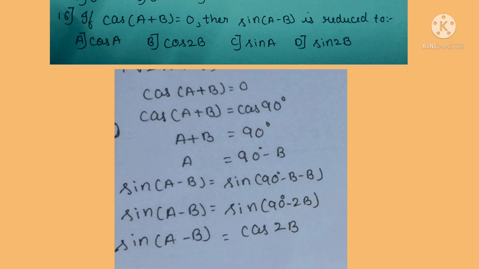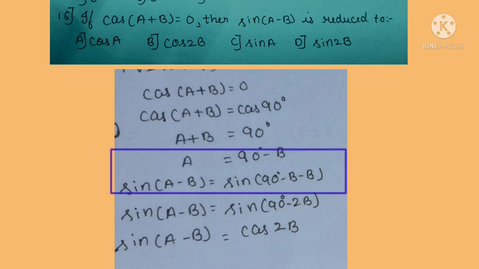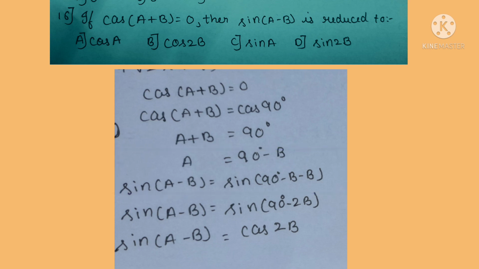So in which I can get the value of a is equal to 90 minus b. So we need to find the value of sine of a minus b. So sine of a minus b is nothing but sine of 90 minus b minus b, in which a is equal to 90 minus b. Yes, so minus b, it's nothing but minus of 2b.